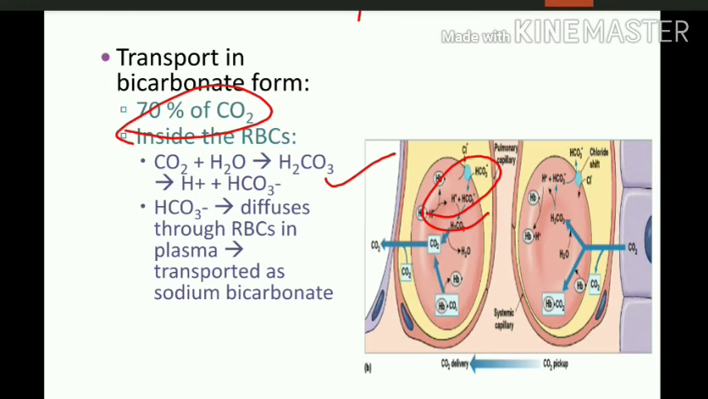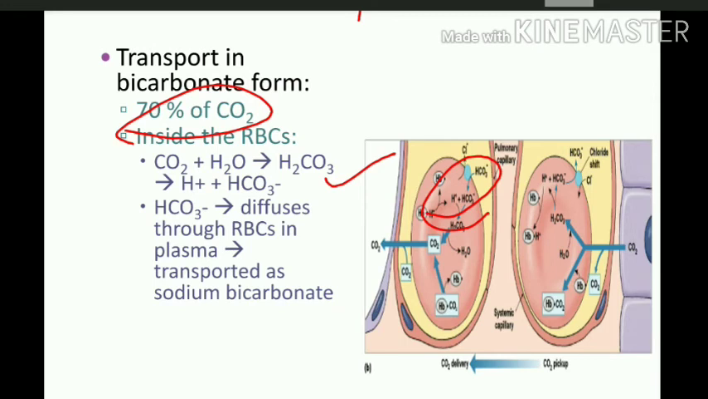This reaction can also take place in the plasma, but due to the absence of carbonic anhydrase enzyme, the reaction is slow. So the carbonic anhydrase enzyme present in the RBC catalyzes and accelerates this reaction, and the rate of the reaction is increased about 5000 fold inside the RBC. It is proven by administering a carbonic anhydrase inhibitor like acetazolamide. If we administer the drug, it blocks carbonic anhydrase, and because of the blockage of carbonic anhydrase, CO2 transport is reduced.